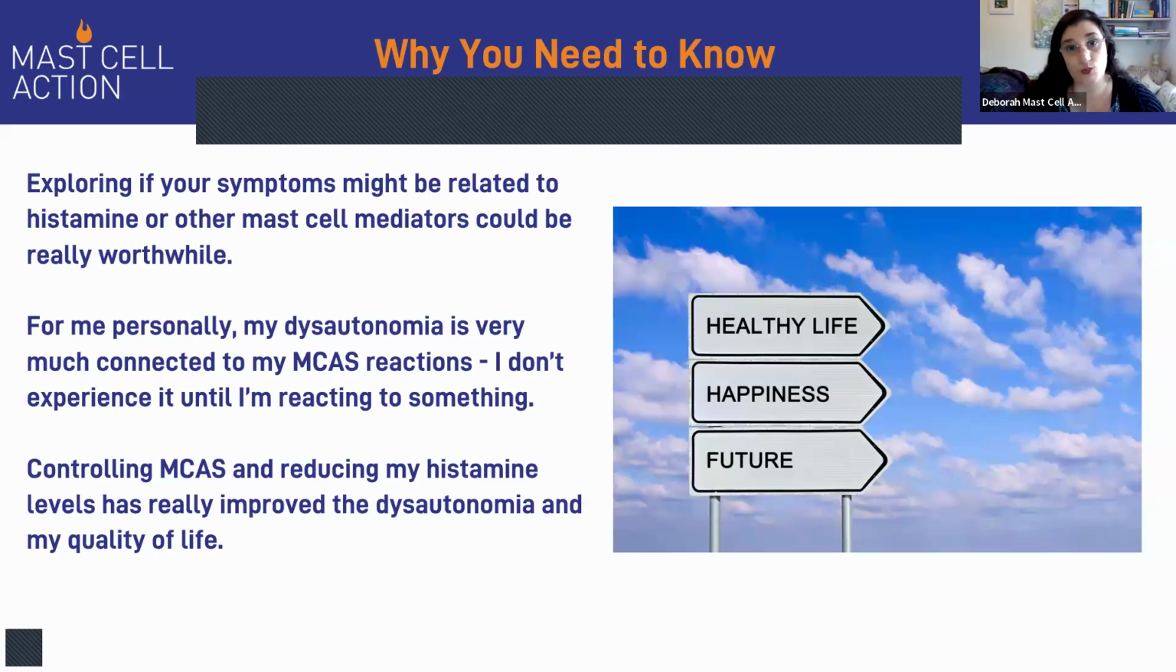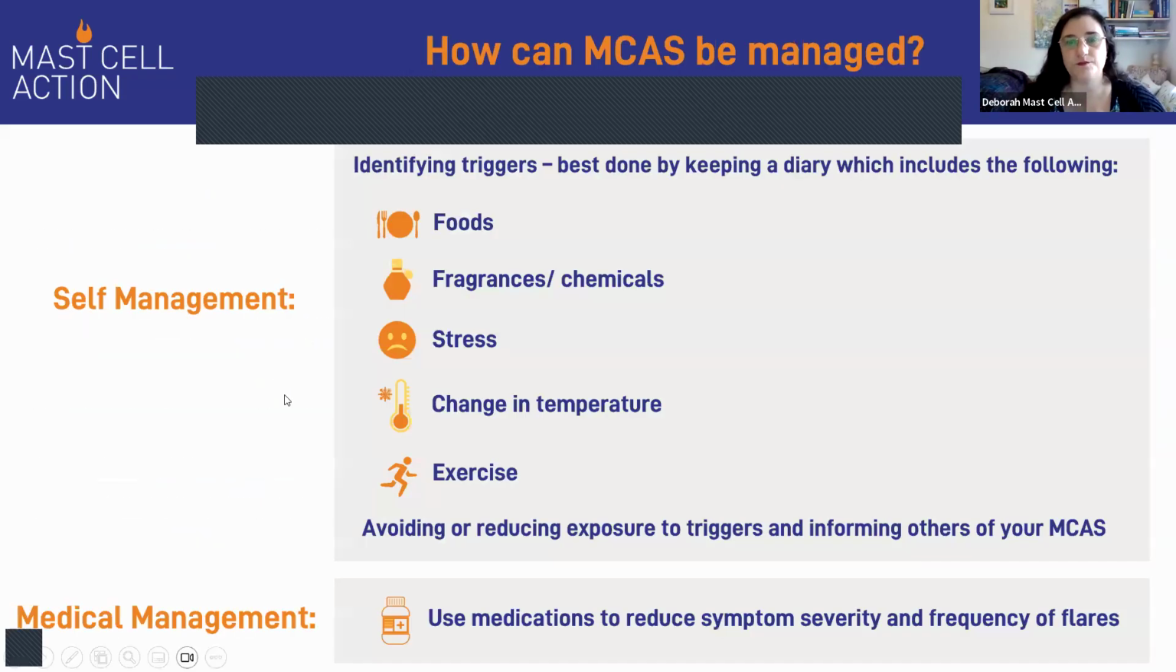It might improve the dysautonomia, and it might also be that some of your symptoms are not down to dysautonomia on its own. It might be that some of them are MCAS symptoms, and you could maybe improve those and improve your quality of life. So it's worth exploring. So I've touched on the fact that we can manage MCAS, and how do we do that? I said at the beginning that it's a two-pronged attack, really.